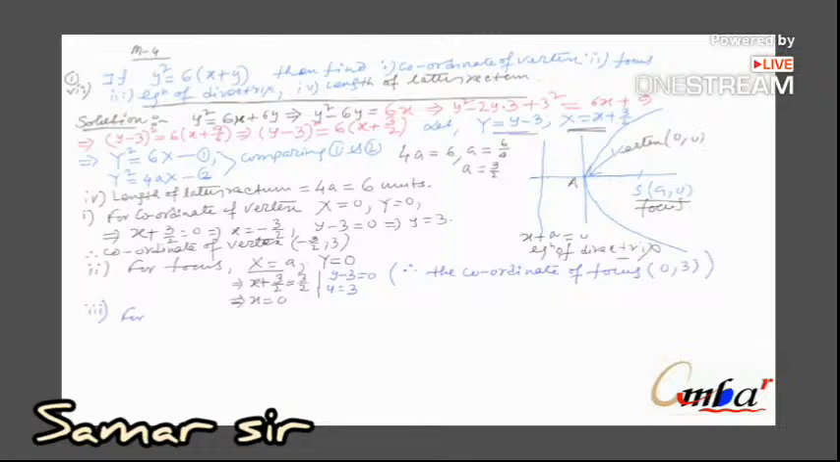Okay, now for the equation of directrix, that is capital X plus a equals 0. So putting in, x plus 3 by 2 plus 3 by 2 equals 0. So x plus 3 equals 0. That is the equation of directrix.